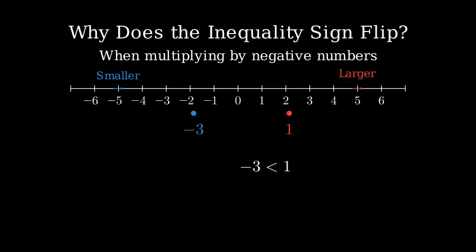Now, what happens when we multiply both sides of an inequality by a positive number? Let's multiply both sides of our inequality -3 < 1 by +2. On the left side, -3 times 2 equals -6. On the right side, 1 times 2 equals 2. So our new inequality is -6 < 2.